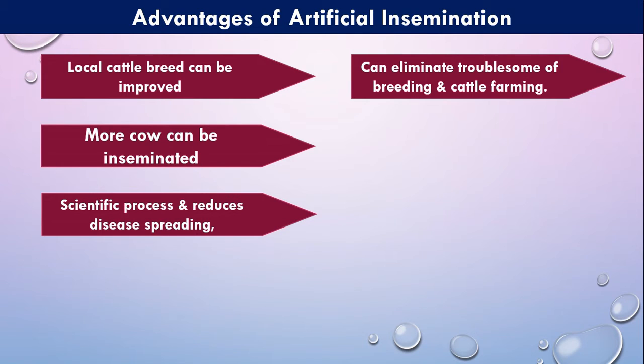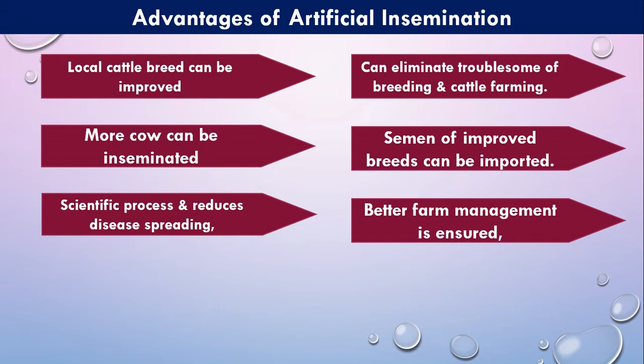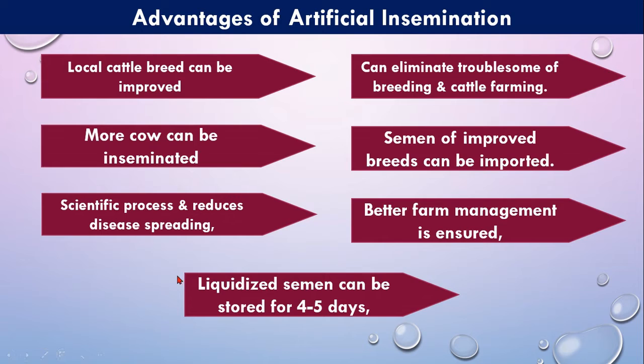Next point is that semen of improved breeds can be imported. That means we can import the semen of an improved cow from one place to another place by this method. And better farm management is ensured in this process, where you see there is no contact of the local breed with the improved breed.